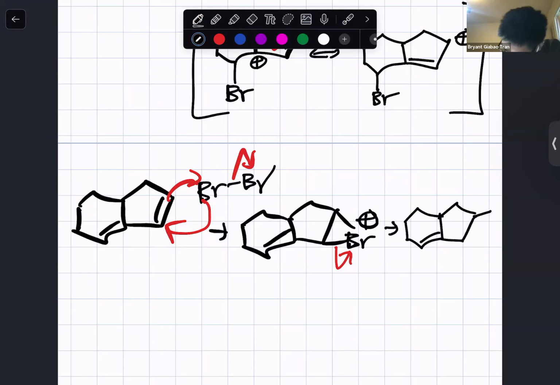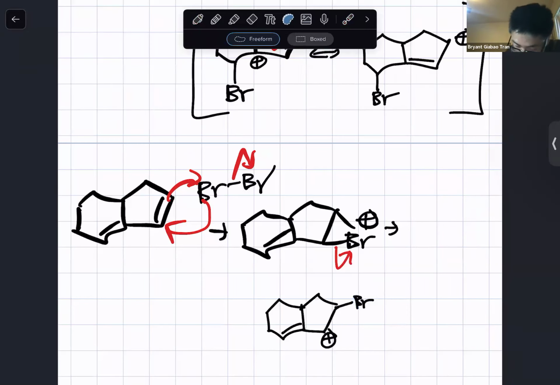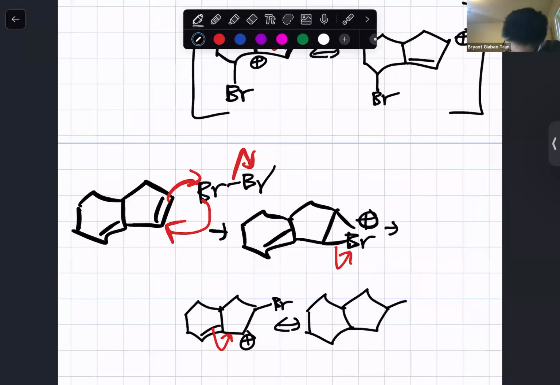this intermediate right here with the positive charge there, which is allylic and can do resonance with the double bond right there, right? So this is our other set of resonance structures.